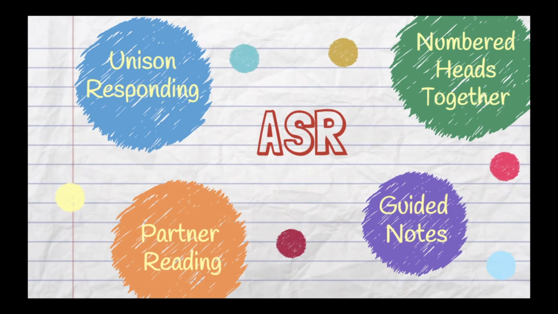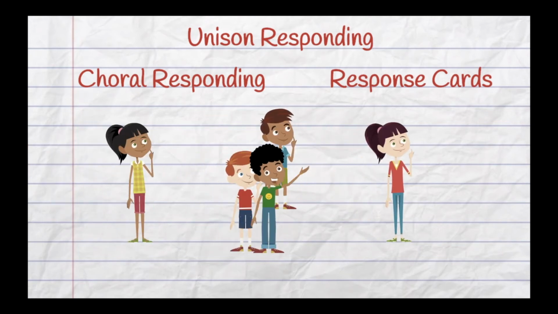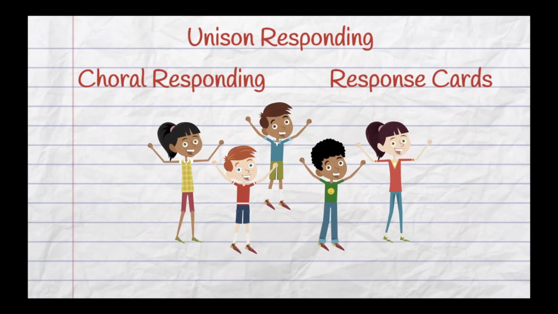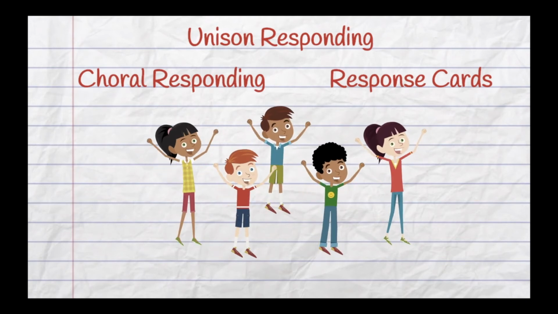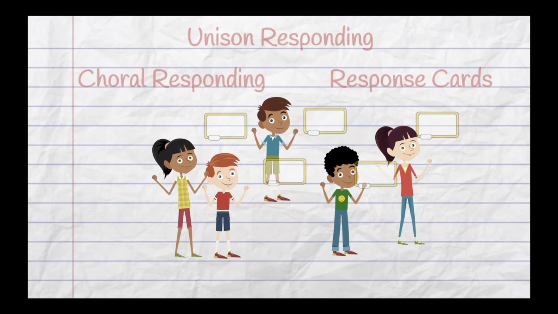In the module on practice, we provide an in-depth look at the unison responding strategies of choral responding and response cards. We will do a quick overview here, but please review the module on practice for further information. Unison responding is an alternative to calling on one student at a time. As the name implies, all students respond together in unison. In choral responding, the teacher asks a question and all students answer out loud together. In response cards, the teacher asks a question and students either write down their answer on a small whiteboard or choose the answer from a card.